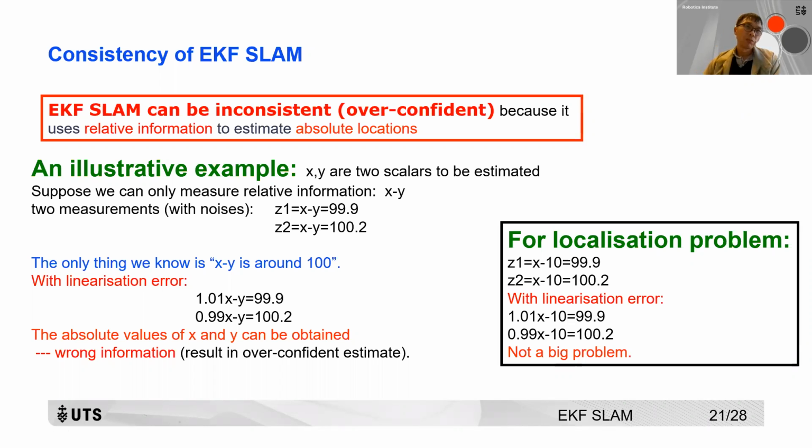So we use this example to illustrate that the SLAM problem can have overconfident estimates, but the localization problem is probably fine. So this inconsistency issue is a unique property of the SLAM problem.